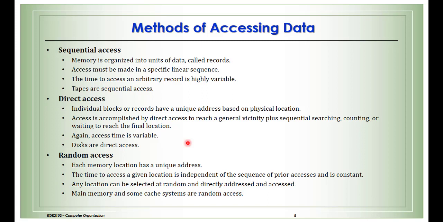The main memory and cache memory are examples of random access memory. So the main memory and cache memory are random access memory, disks are direct access memory, and tapes are sequential access memory.